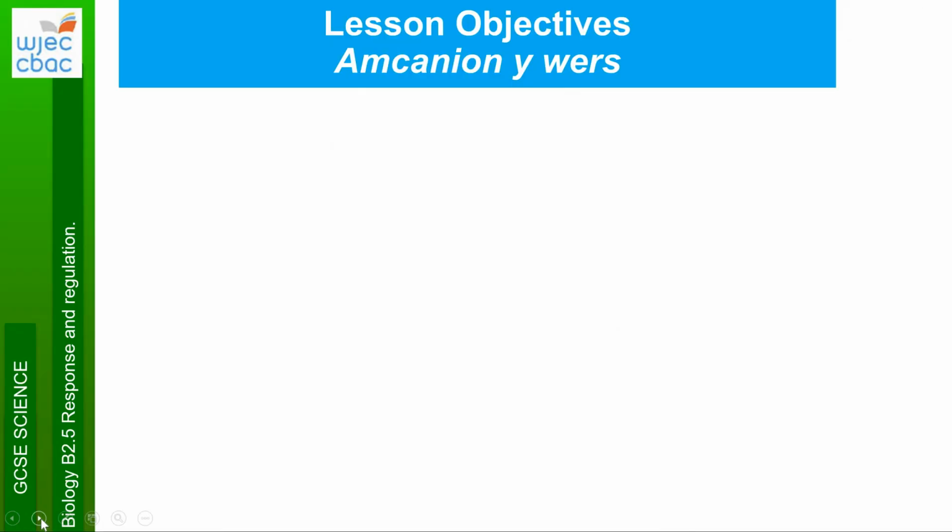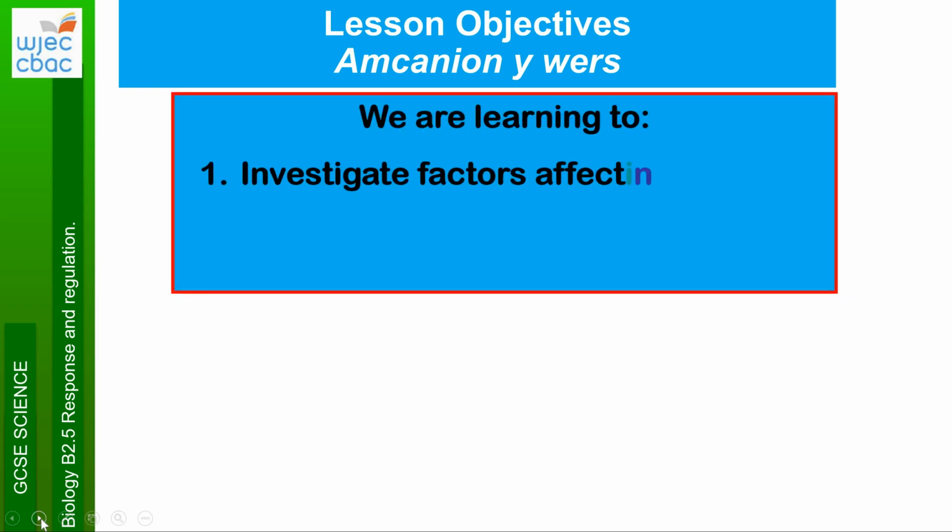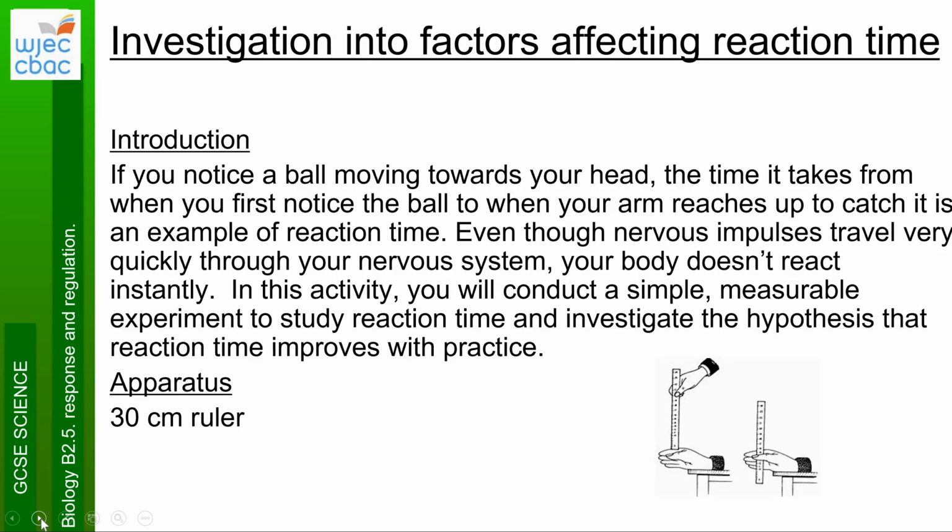Okay, so we're going to now move on to today's lesson. We need to be looking at page 12 in the booklets. And what we're going to be doing today is to investigate the factors that will affect reaction times. So obviously a reaction time is how quickly your body responds to a stimulus. So for example, if you notice a ball moving towards your head, the time it takes from when you first notice the ball to when your arm reaches up to catch it is an example of a reaction time.